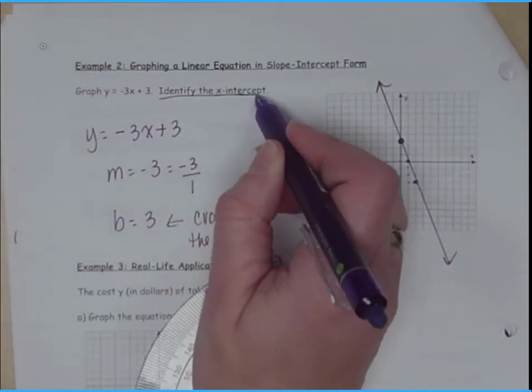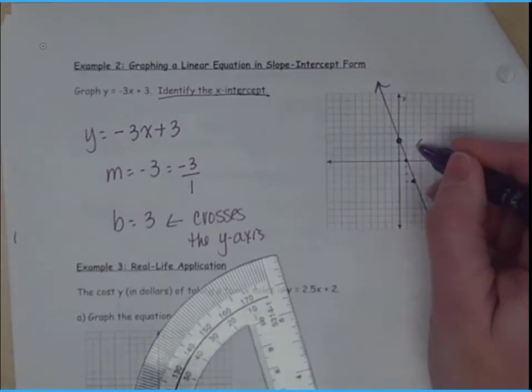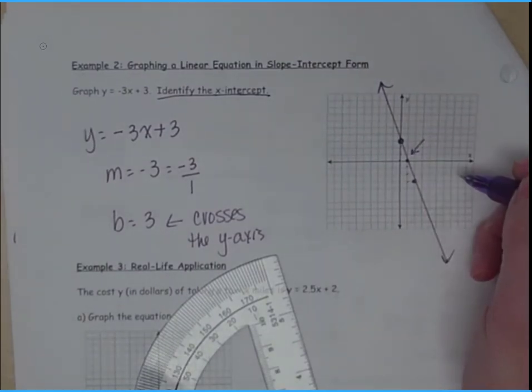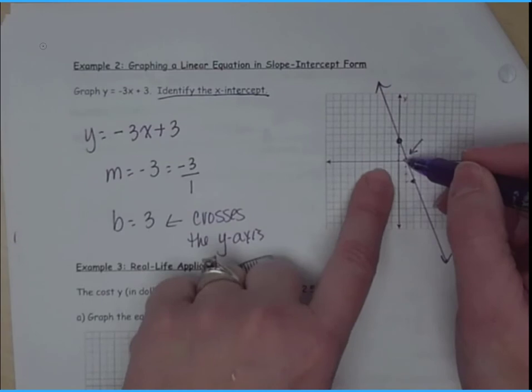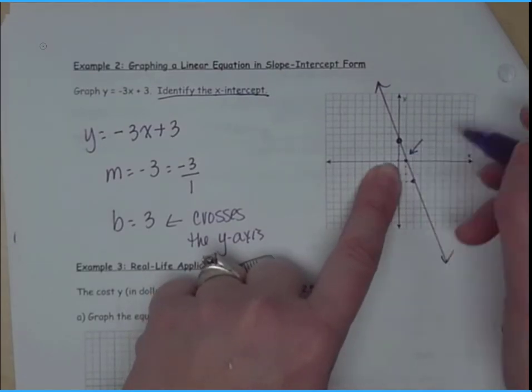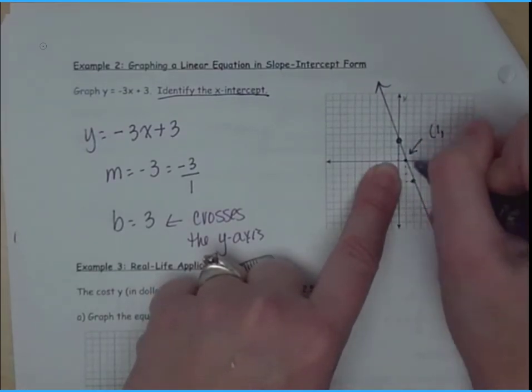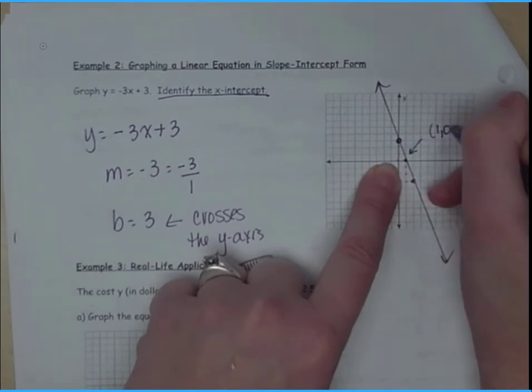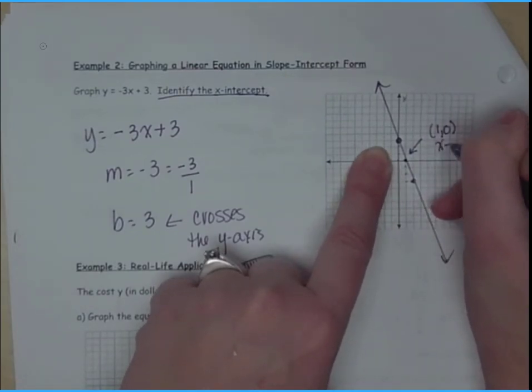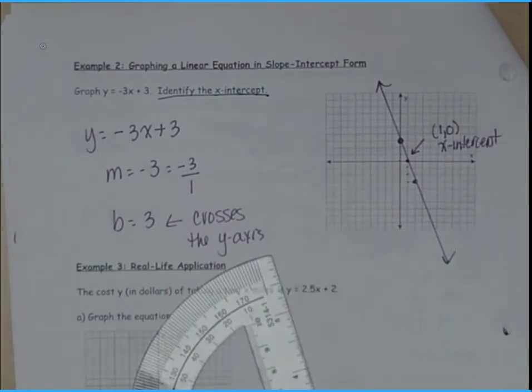Now it says identify the x-intercept. So that's where it crosses the x-axis. So right here is my x-intercept. I went over 1 and up 0. So this here is my x-intercept, where it crosses the x-axis.